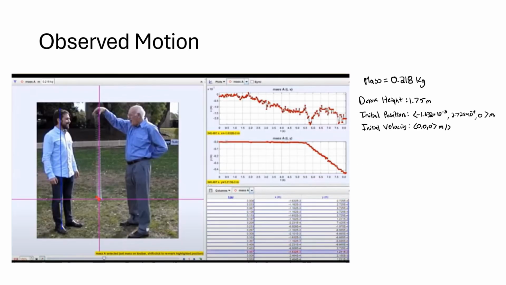So for our assumptions, we assumed the mass was 0.218 kilograms with a drag height of 1.75 meters, and the initial position was negative 1.632 times 10 to the negative third, comma 2.72 times 10 to the negative fourth, comma 0 meters, because it was basically 2D for us. And then our initial velocity was 0.000 meters per second. And this is the picture we use for our estimations.